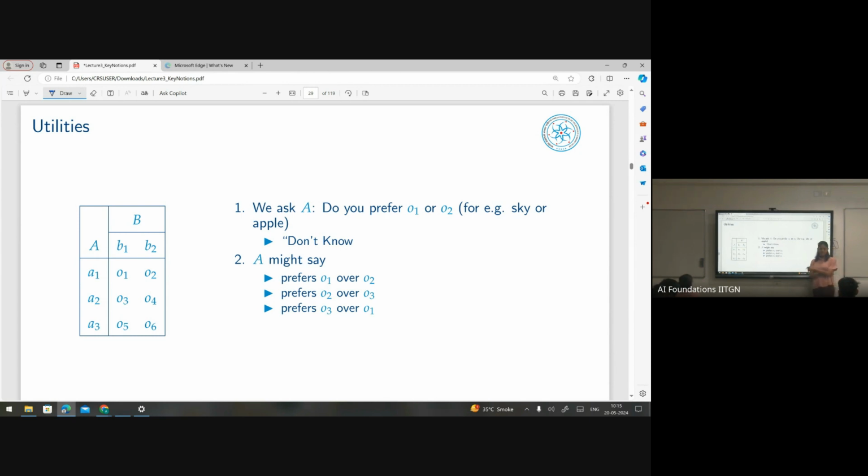You cannot. Why? Let's say agent A prefers O1 over O2. So I put a utility of O1 equal to 100. And since it prefers O1 over O2, I give less utility to O2, which is 50. What utility should I give to O3?